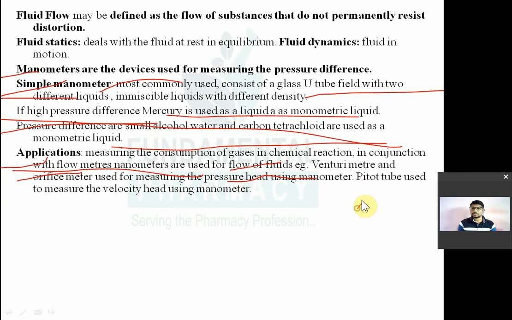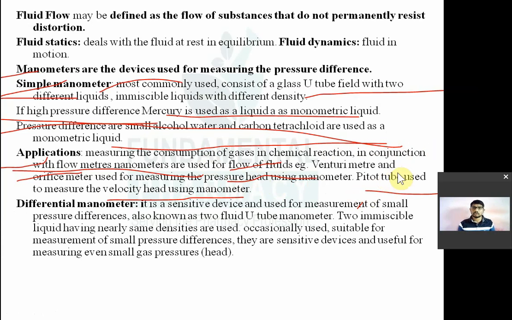Then again, pitot tube is used to measure the velocity head using a manometer. So manometer इनके साथ में combine करके यूज करते हैं. These venturimeter, orifice meter, pitot tube, they are used to measure the flow of liquid or flow of fluid. Along with that, manometers are used. Now, second class of manometer is nothing but the differential manometer.